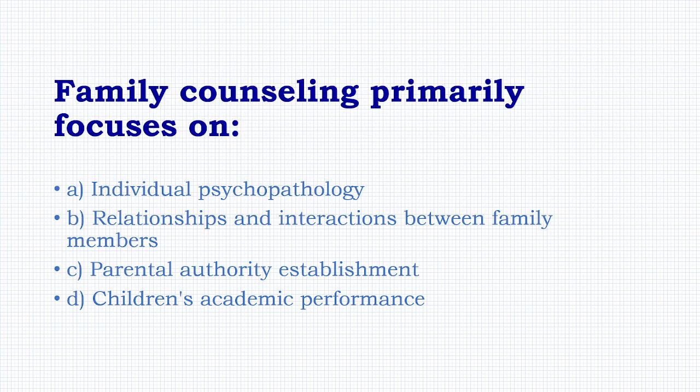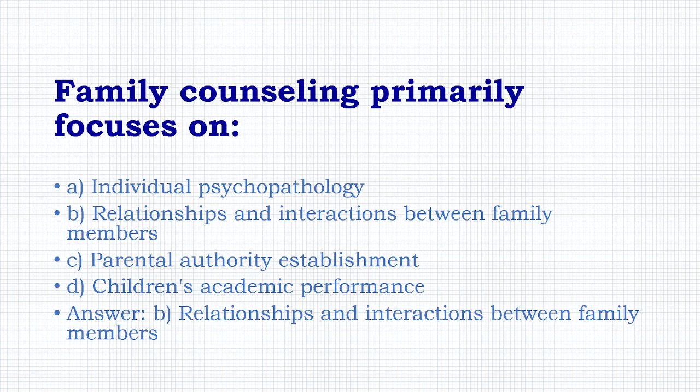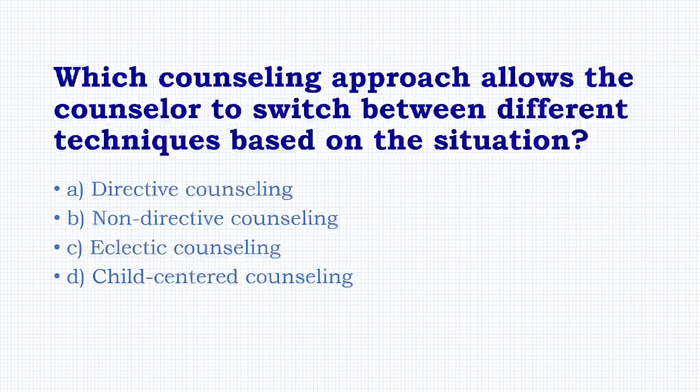Family counseling primarily focuses on option: individual psychopathology, relationship and interaction between family members, parental authority establishment, children's academic performance. Answer of this question is option B, that is relationship and interaction between family members.